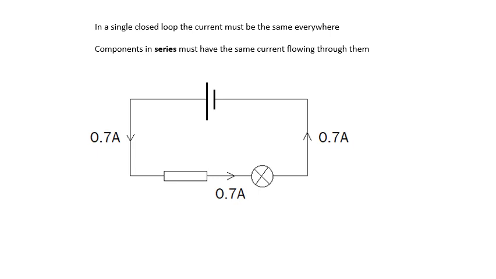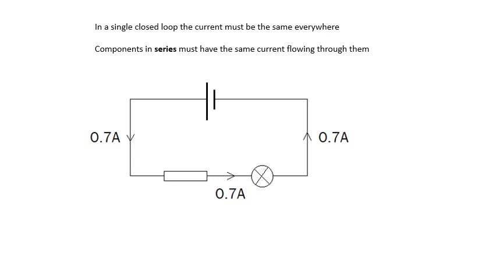Okay, now there's a few rules for current that you need to know. In a single closed loop, the current must be the same everywhere. Or we can say components in series must have the same current flowing through them. So here we have a single loop, a single circuit. So the current must be the same everywhere. In this case, 0.7 amps.